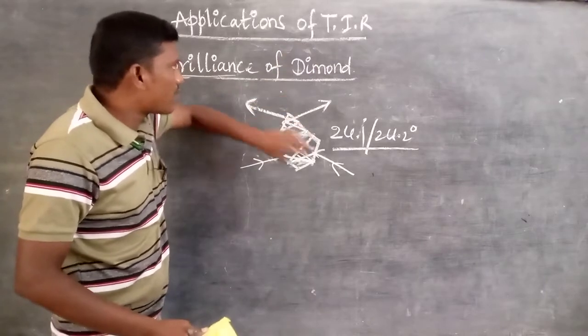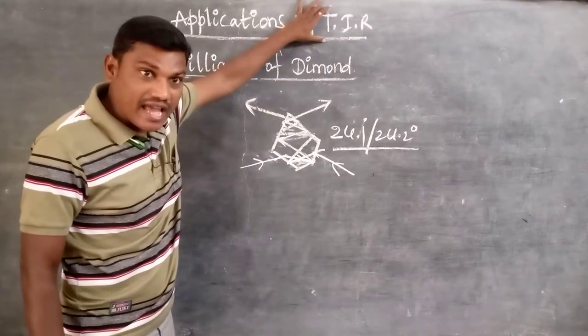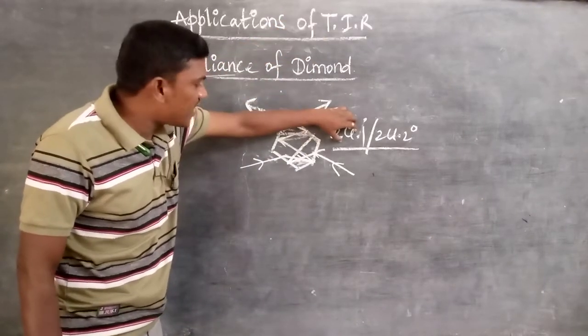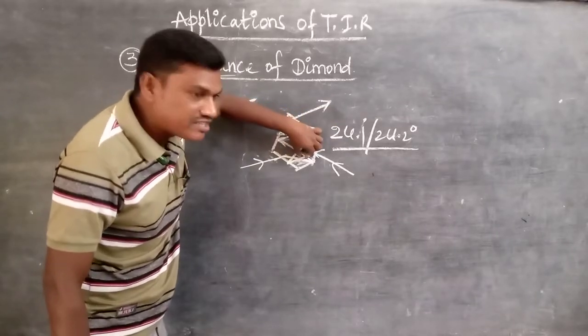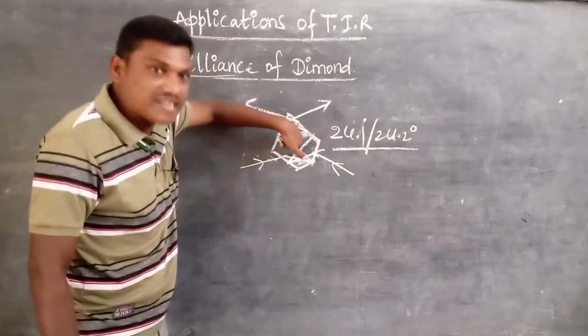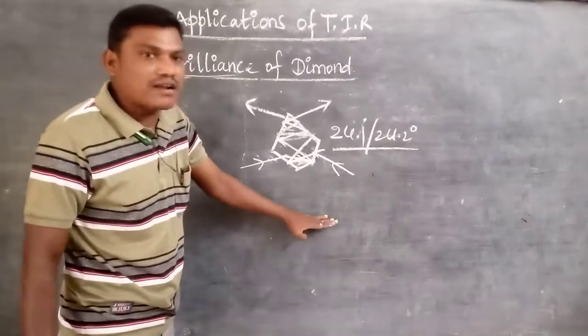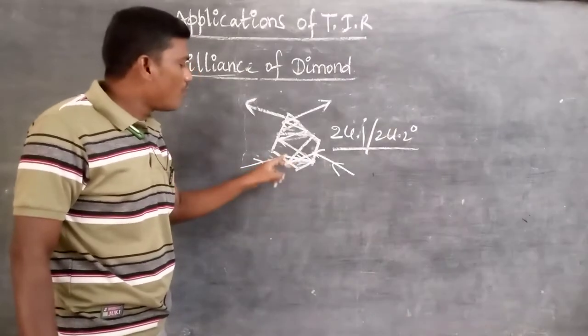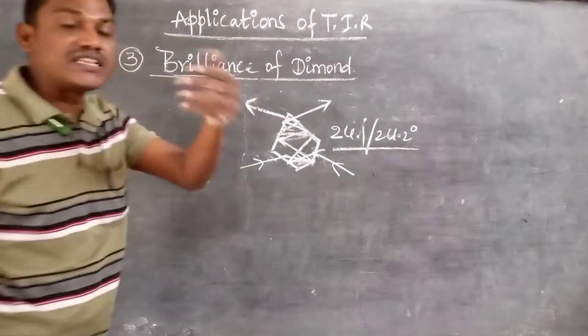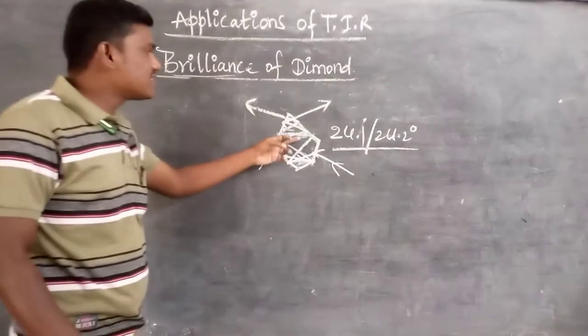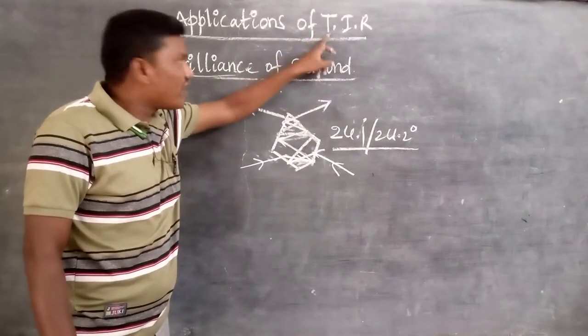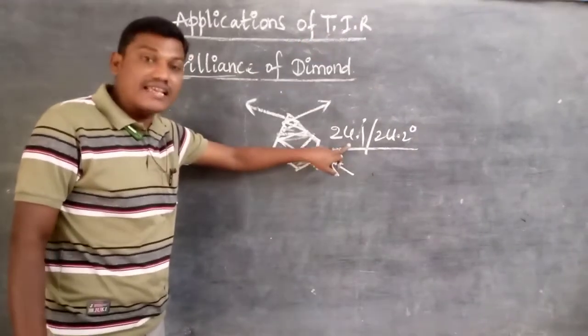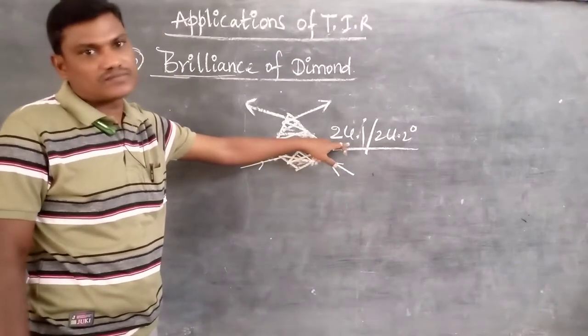That is the main reason for the brilliance of diamond. In the brilliance of diamond, which phenomenon is involved? T.I.R. Because due to the lesser critical angle, the light rays entering inside are trapped. Trapped is nothing but no part of the light comes outside, it is only reflected inside. That is called trapping. Why inside? Which phenomenon? T.I.R. Why T.I.R.? Because it has the lesser critical angle. Understanding?